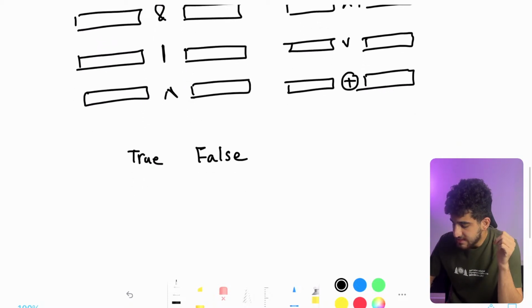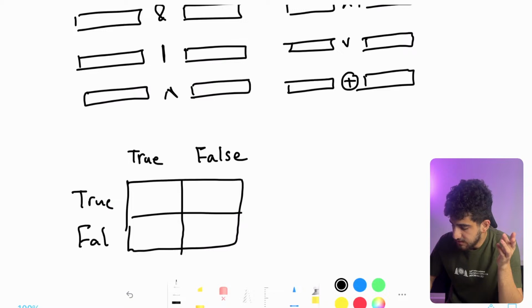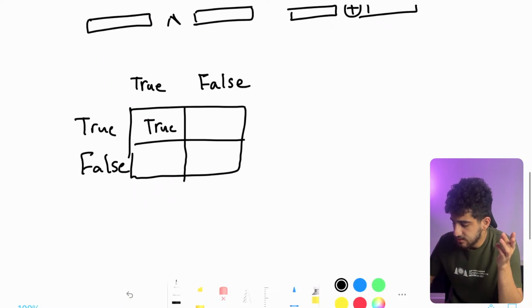Well, when we have X and Y, if both of them are true, X is true and Y is true, the fact is that, let's show the table. This is true, this is false. If both of them are true, the result is gonna be true when we have AND, which we can show with this sign or this sign. Where one of them is false or both of them are false, the result is gonna be false.